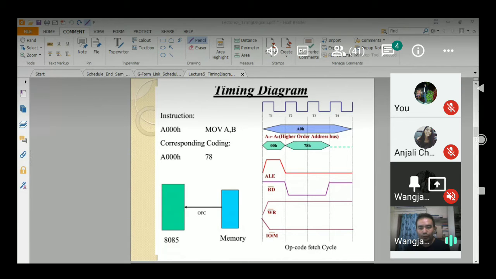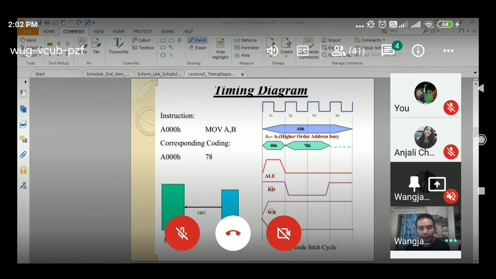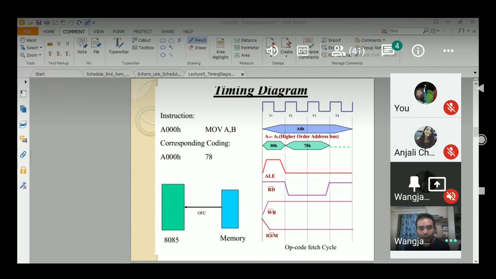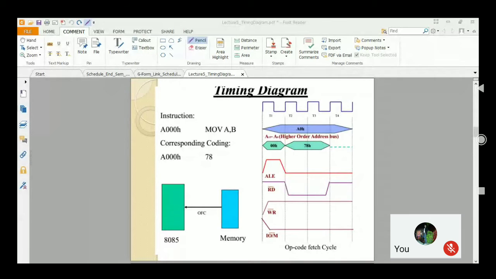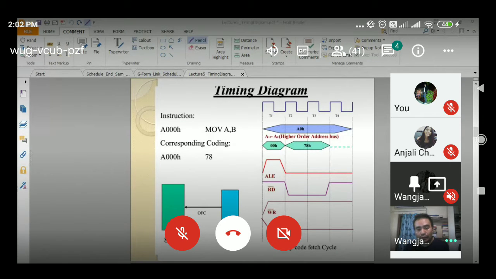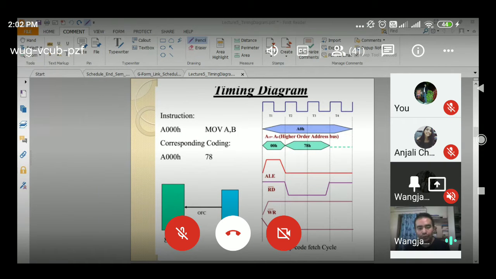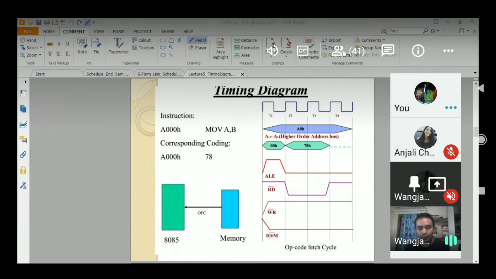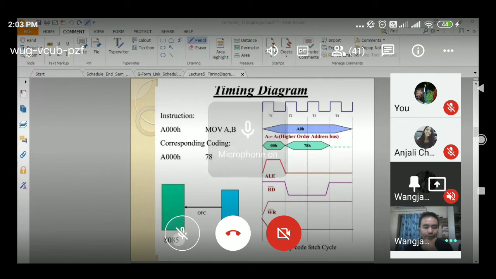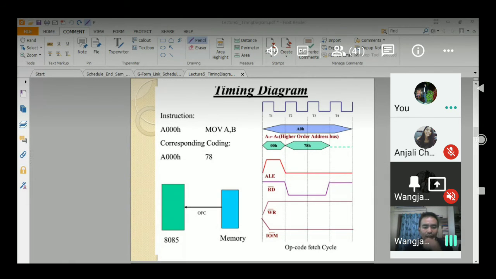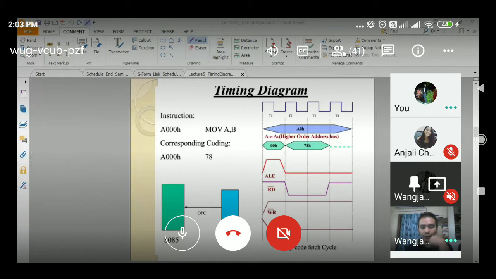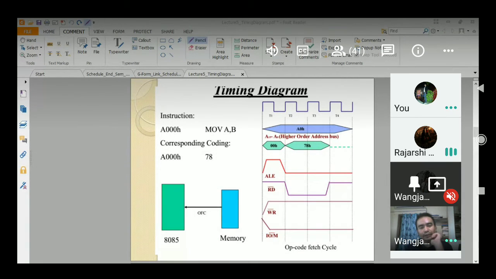If you want to leave, you can leave. Who is saying this one? Farzul Alam. Any problem? Do you understand how you are going to draw this timing diagram? Anyone? Raja, Sri Kola, Anjali? No, sir. Sunil, understand? Yes, sir. Yes, sir.